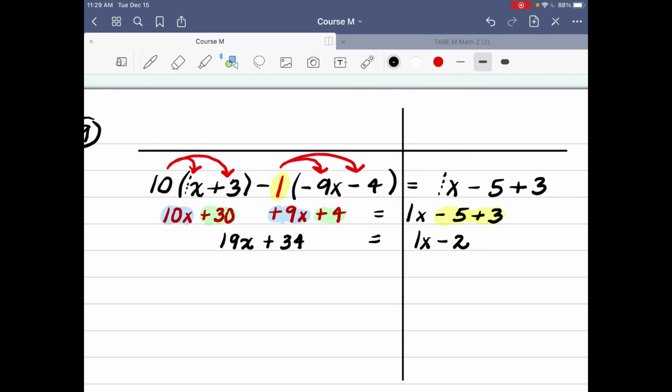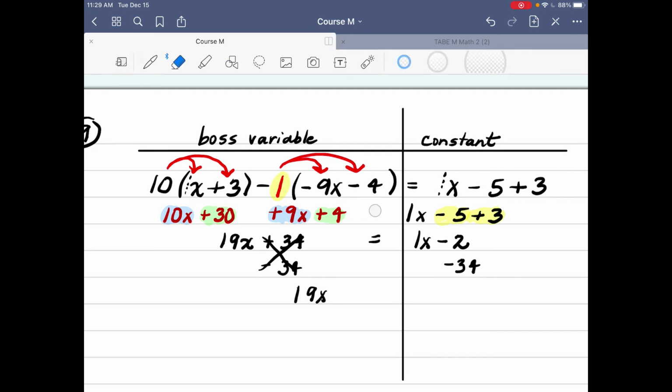So then I can draw the power t. I have a 19x and a 1x, so that 19 is going to be the boss variable. And then we have a constant on the other side. So I'm going to move the 34 over to the constant team, and I'm left with 19x. And then on this side I have that 1x that I still need to move and a negative 36.